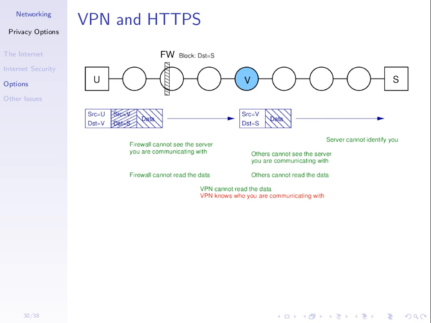It requires you to set up your client, either on your phone, you do the VPN settings, or maybe you install some software on your computer. And it tells your client computer to contact the VPN server. And if you're using HTTPS in your browser, the VPN server cannot even read the data. Even though they know who is communicating, they cannot see the data.